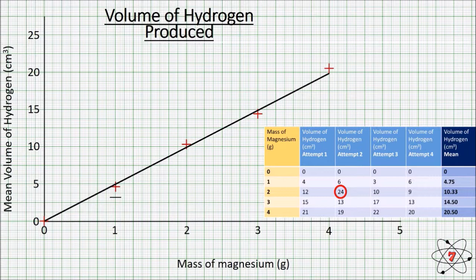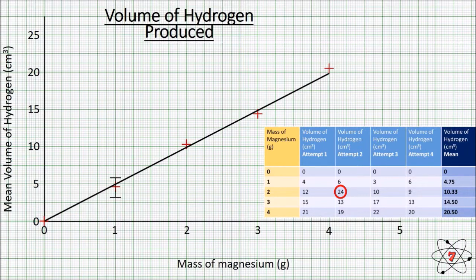We now need to find our largest data point. For 1 gram of magnesium, it's 6 centimetres cubed. So above the data point, we draw another horizontal line at 6 centimetres cubed. We now have our lowest point and our highest point marked on. We now draw a vertical line connecting them and we have our range bar drawn.